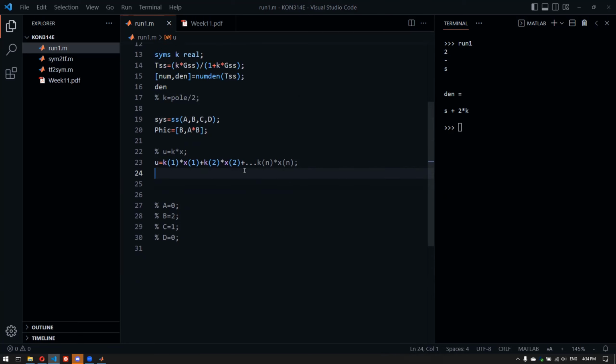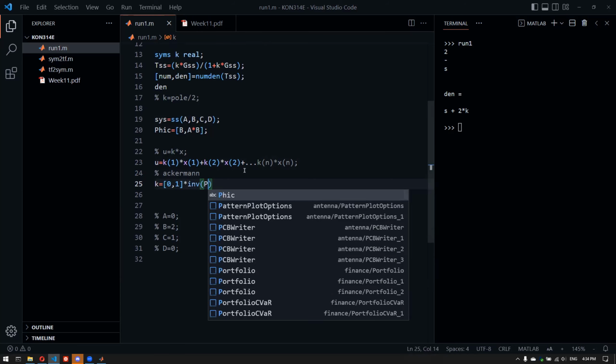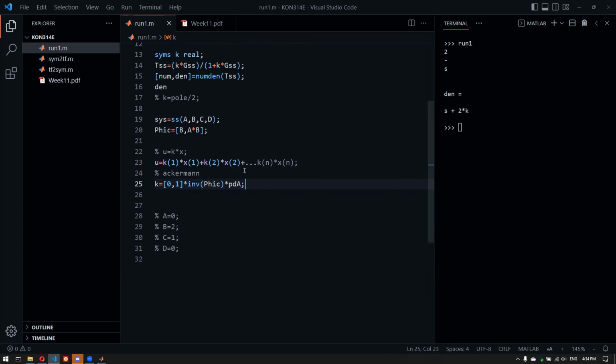We have a formula for that. Fortunately, we don't have to go through the whole process. What we can do is use the Ackerman formula, which gives us a nice formula that looks like this. It is basically a row vector with a bunch of zeros, and the last entry is going to be 1. The size is the same as C, so it's 1 by n.